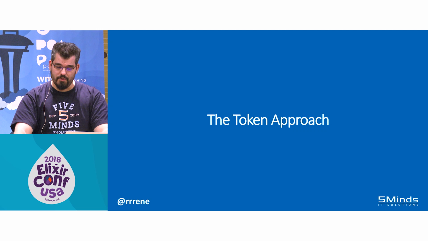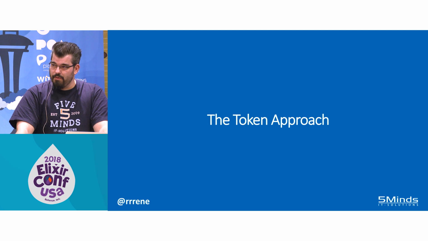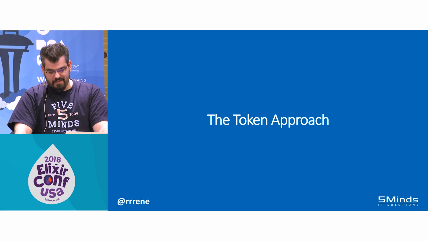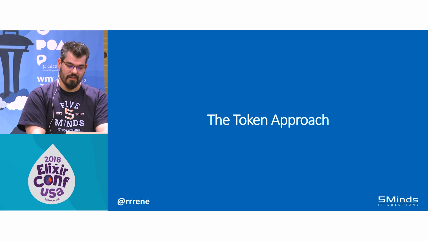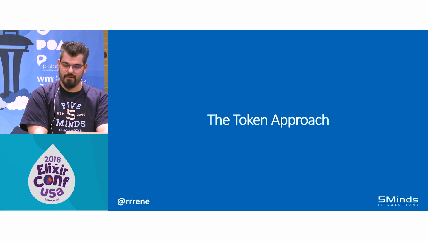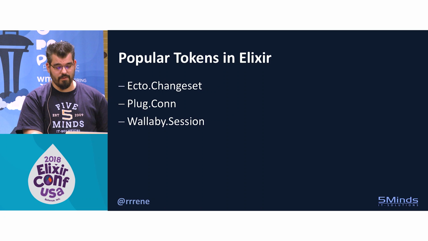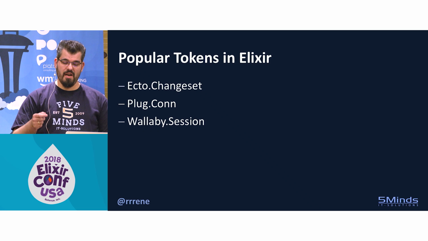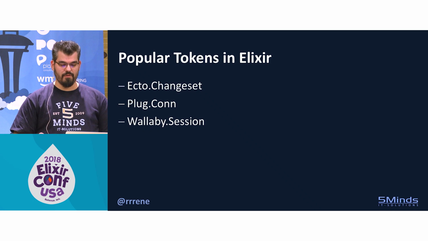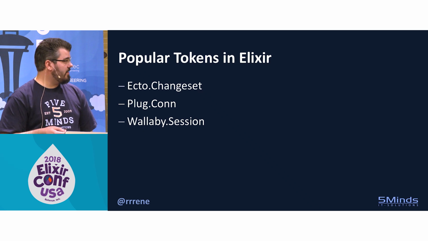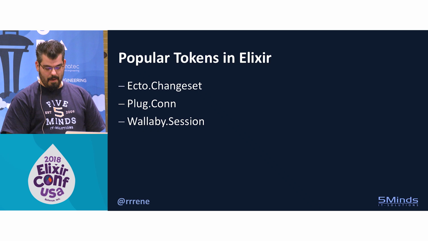And there's a third option, which I'd like to call the token approach. This concept is very loosely related to the context design pattern and command pattern in OOP, and even more loosely related to the concept of Elm architecture and the flux pattern in JavaScript. And I think the best way to describe the token approach is to talk about popular examples from the Elixir open source community, which are Ecto changesets, Plug connections, and Wallaby sessions.